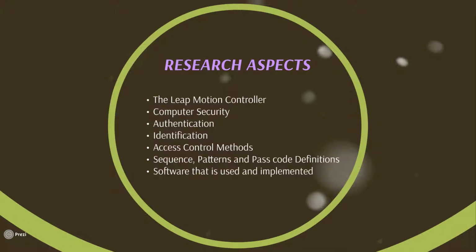Looking at the research that was done throughout the project and is explained in the documentation, there is the use of the leap motion controller and how it works, and computer security and where it fits into the whole authentication of a user. The difference between authentication and identification is clearly stated, as well as different access control methods. Sequences, patterns, passcodes, passwords, and passphrases were also clearly defined within the documentation. Software that was used and implemented throughout the project is also researched.